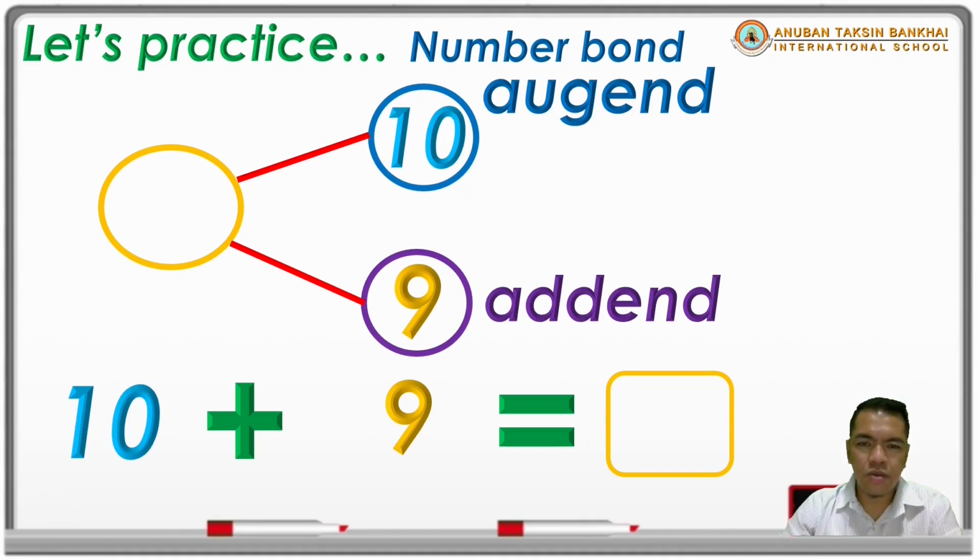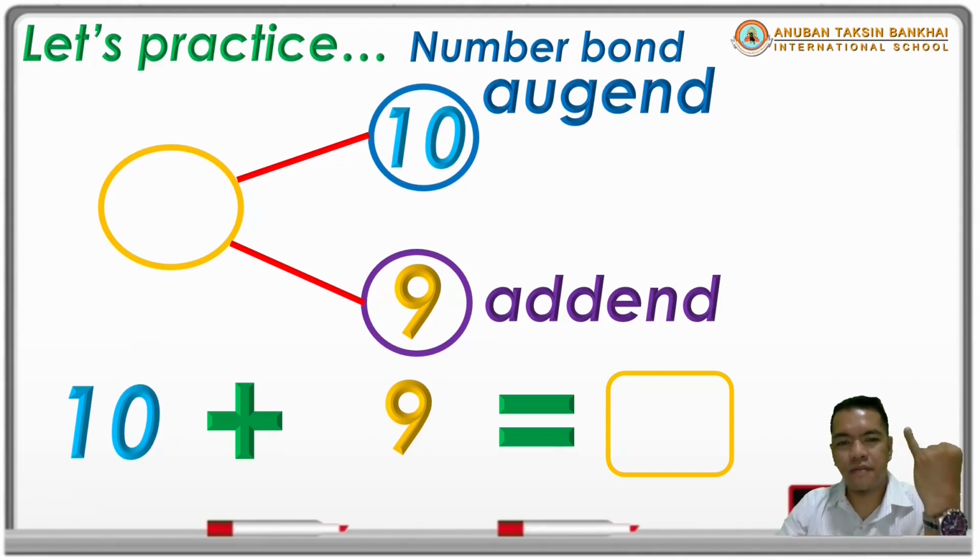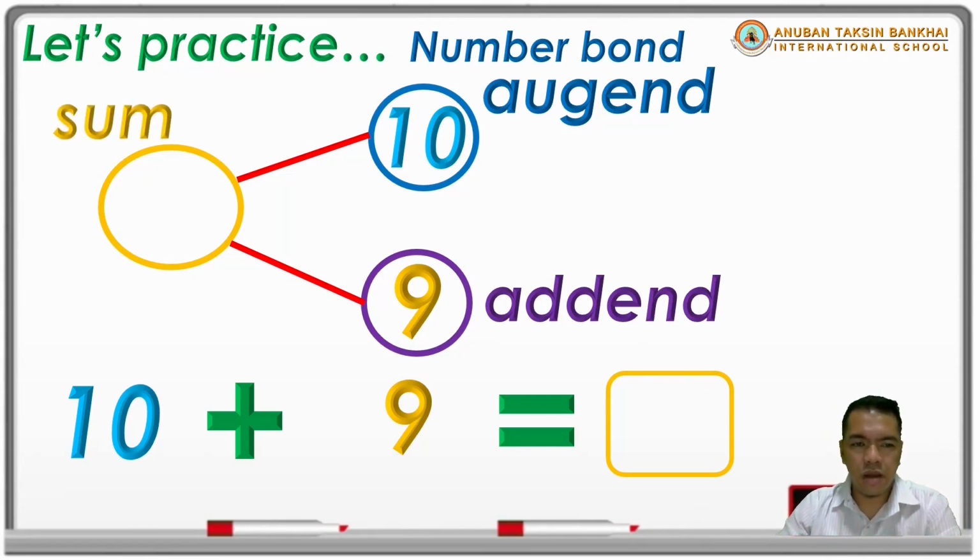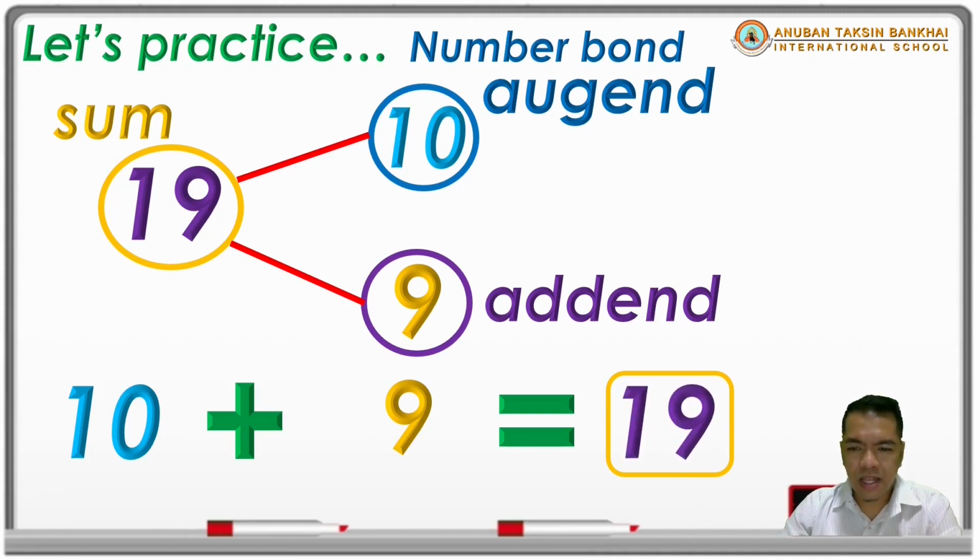We can use counting on method. 10, 11, 12, 13, 14, 15, 16, 17, 18, 19. Our sum is 19. 10 plus 9 is equal to how many? 19. Great.